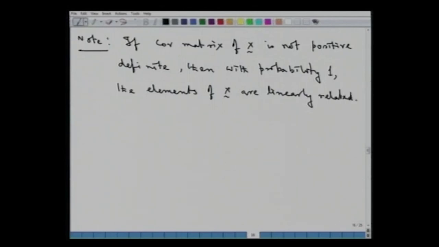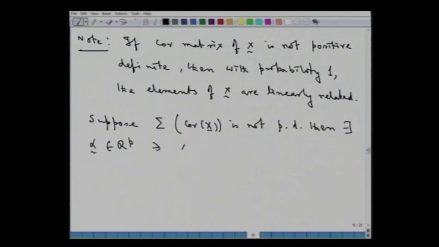What do we mean by this is the following. Suppose sigma, the covariance matrix of this x random vector, is not positive definite. Then there exists an alpha belonging to R to the power p, of course alpha is not equal to 0, such that alpha prime sigma alpha is equal to 0. So, there exists some alpha such that alpha prime sigma alpha is equal to 0.